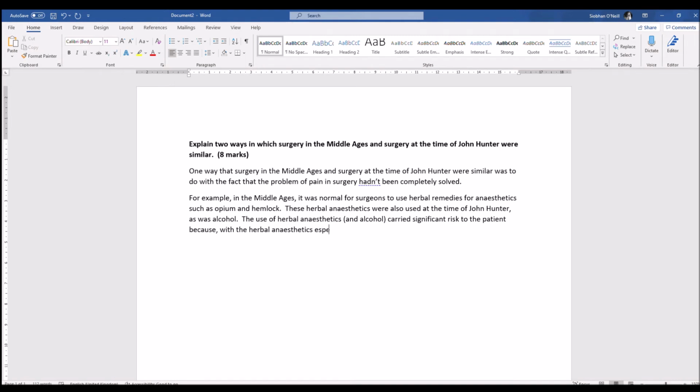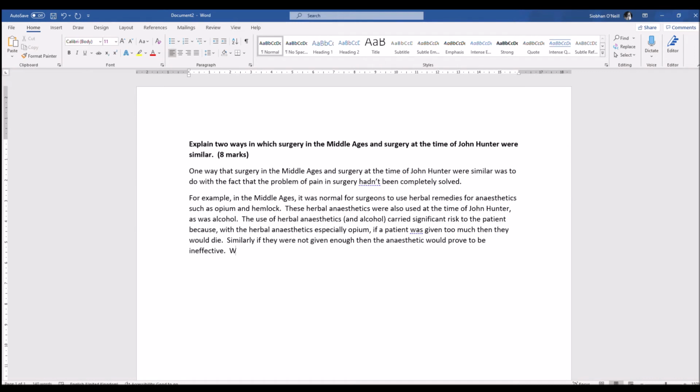especially opium, if a patient was given too much, then they would die. And similarly, if they were not given enough, then the anaesthetic would prove to be ineffective.